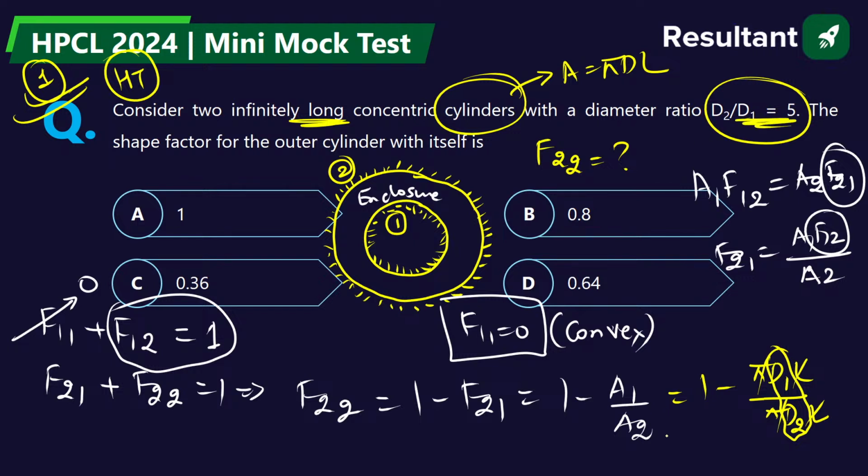What is d1 by d2? d1 by d2 is 1 by 5. So answer will be 1 minus 1 by 5. That is 4 by 5, isn't it? Or 4 by 5 means 0.8. The shape factor of the outer cylinder is 0.8. B will be the correct answer.